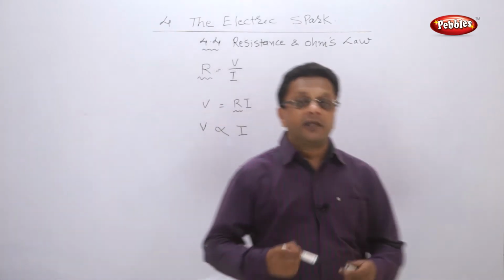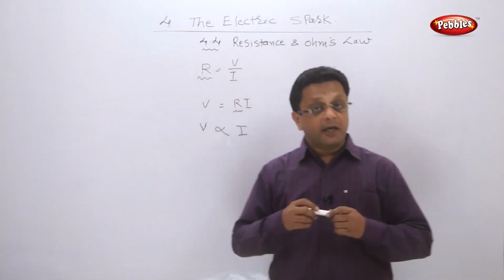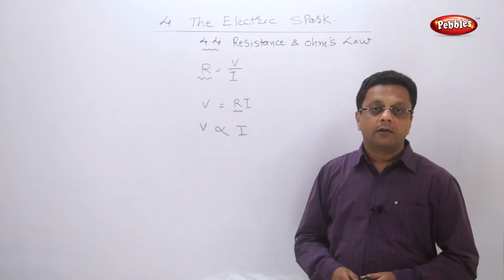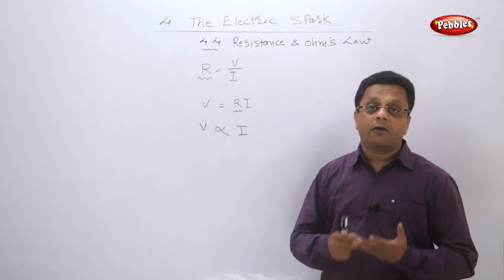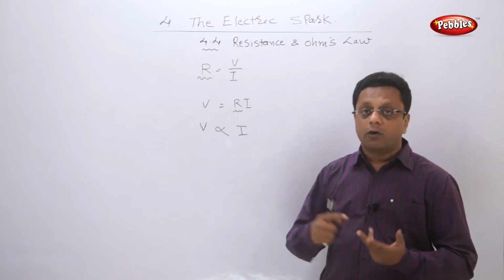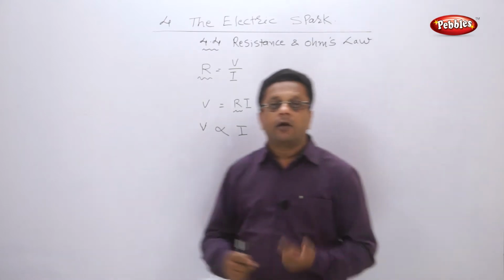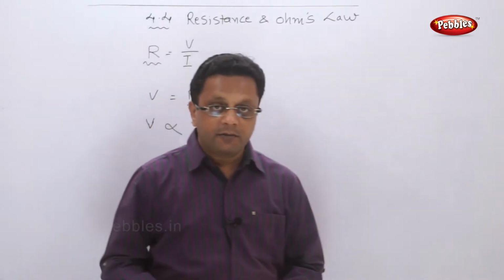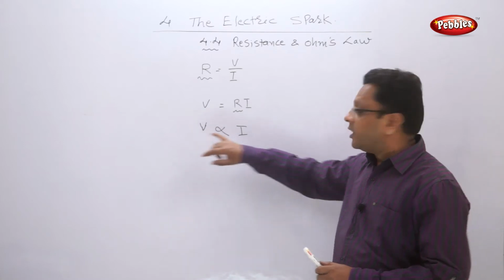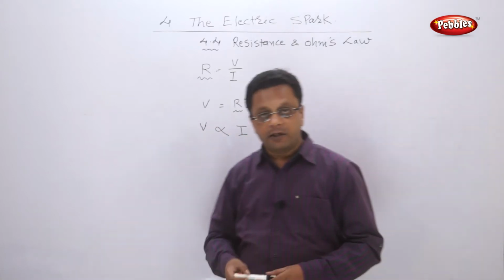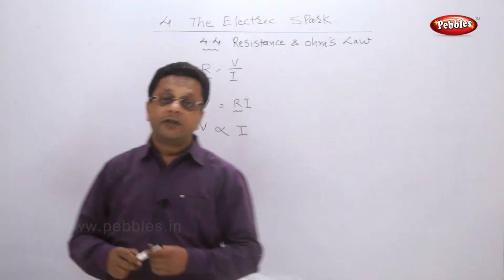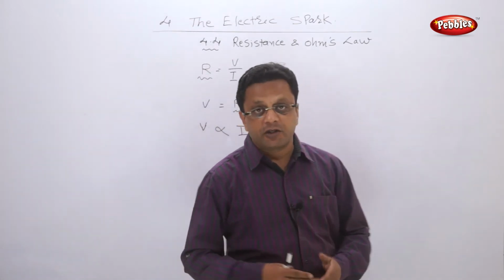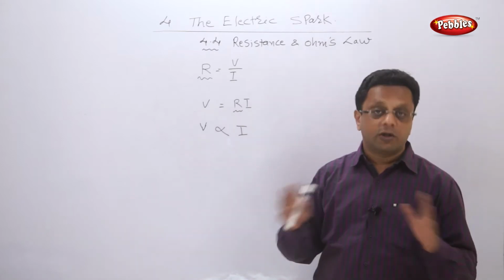But in Ohm's law, there is one condition. The condition is, since R is constant, that means the physical properties of a conductor, that means the length, cross-sectional area, temperature and material should not be changed. Let us see Ohm's law once again. The potential difference is directly proportional to electrical current, provided the physical properties of a conductor like length, cross-section area, temperature and material remain constant.